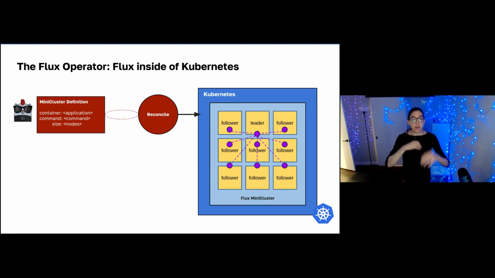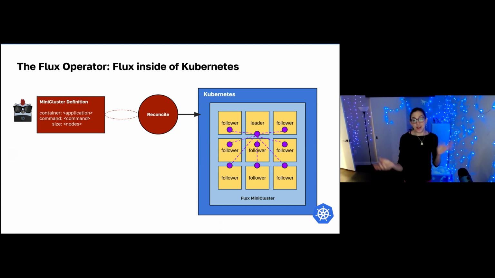So then the operator is going to do what's called reconcile. This is its main function. The idea is that it's going to look at what you asked for, look at the state of the cluster, and be like, these things are not the same. I am going to keep making incremental changes until they are the same. And then poof, once it's done and the states are equal, you get your full Flux mini cluster. This has a leader with some number of follower brokers, and they have a tree-based overlay network, and that's what you see here in purple.